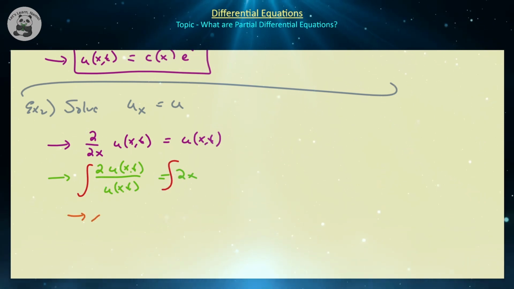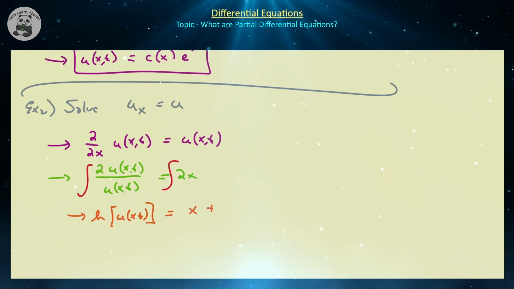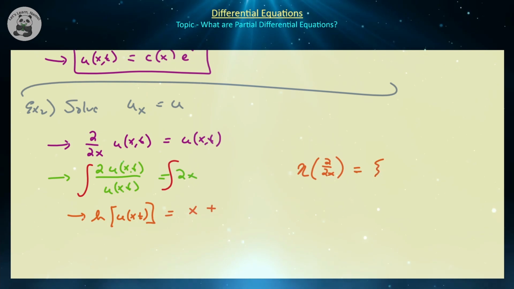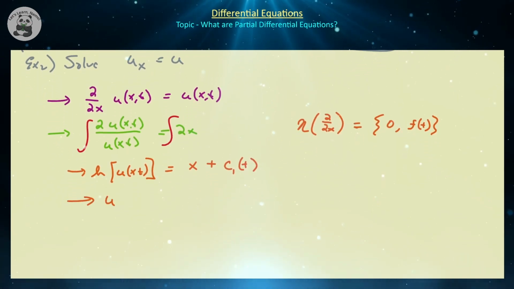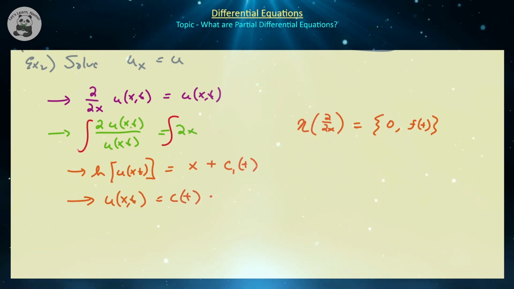Then we're going to have the natural log of u(x,t) equal to x plus some constant. So what is the null space of the partial x operator? Well, we know that's just going to be the set of all functions 0 and also any functions of t only. So we're going to have some function of t, let's call it c1(t), and then we can exponentiate and redefine our constants. So the general solution to this PDE is some function of t times e^x.